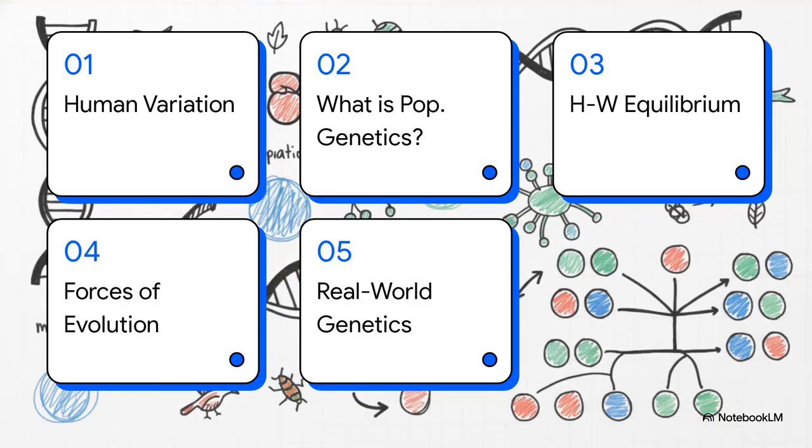So, here's how we're going to tackle this. First, we'll look at the big puzzle of human variation. Then, we'll define our key terms. After that, we'll check out a model for a population that's not changing, which, believe it or not, helps us understand the real forces of evolution. And finally, we'll see how it all works in the real world.